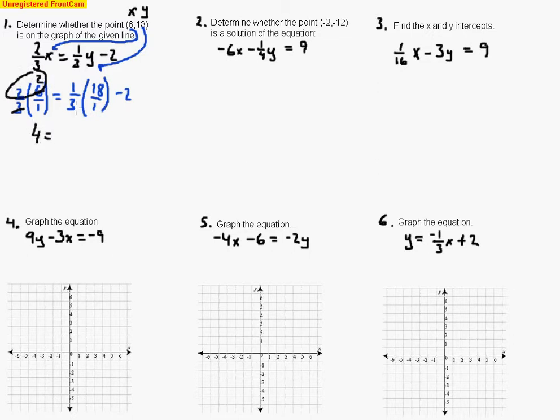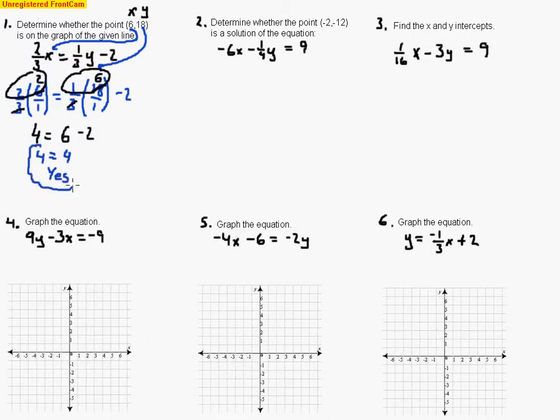This all equals, well, on this side I can cross-cancel as well. 3 goes in 18 6 times. Multiply across, and I've got 6. And then bring down that minus 2. Well, from that point, we can go ahead and collect some like terms right here. 6 minus 2 makes 4, and it equals 4. So what that means is when we have the same numbers equaling, that means, yes, that point is on that line, and here's the proof.